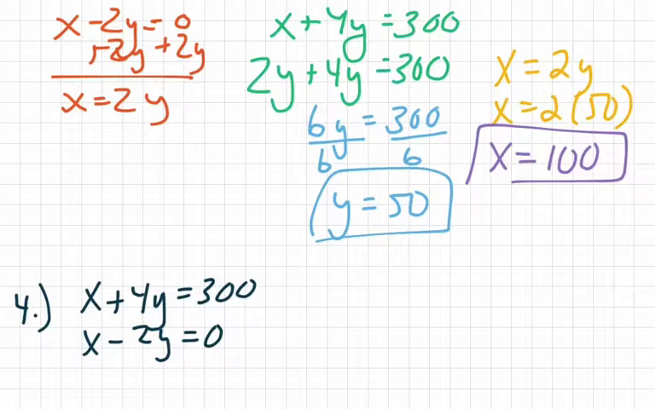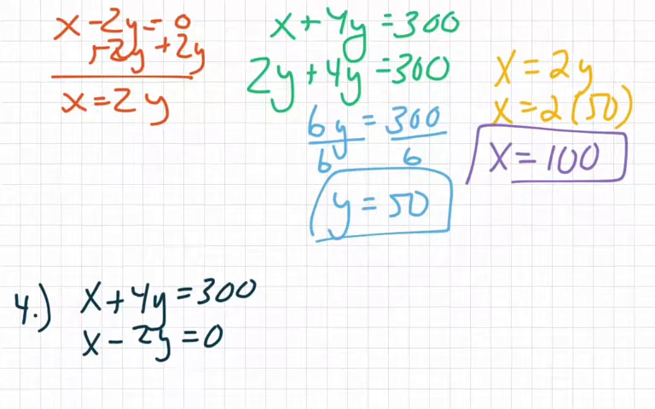So taking this x is equal to 2y and plugging it in here gives us 2y plus 4y equals 300. So 6y equals 300 and y is equal to 50. And then I took the 50 and plugged it in right there. So we have x is equal to 2 times 50, or x is equal to 100. Pause the video if you need to.